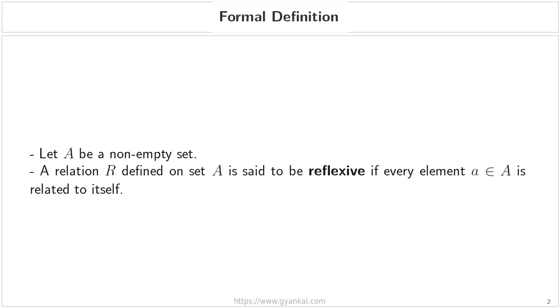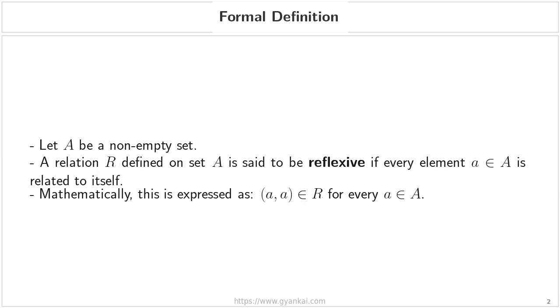Formal definition. Now that we have a general understanding of what reflexivity is, let us move on to the formal mathematical definition. First, let us assume we have a set, which we will call set A, and this set must be non-empty, meaning it contains at least one element. A relation, which we will denote as R, defined on this set A is considered reflexive if every single element, let's call it a, that belongs to set A is related to itself.